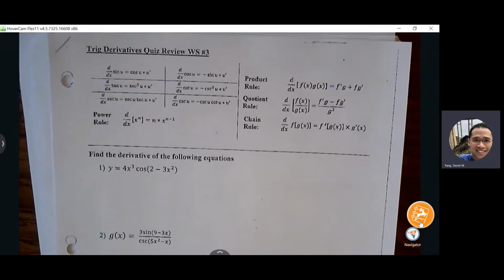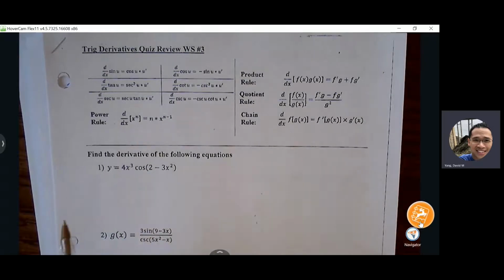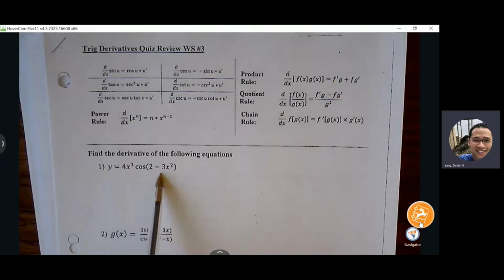Okay, so starting with number 1. Find the derivative of the following equations. What do you see is involved here for number 1?